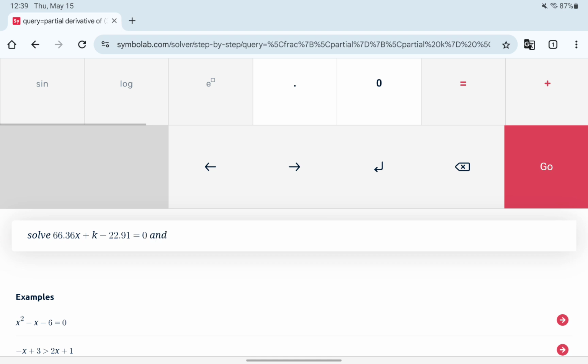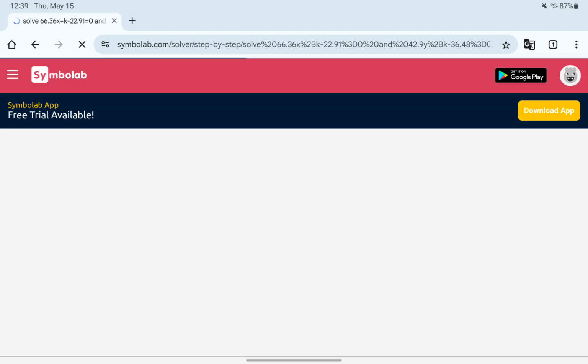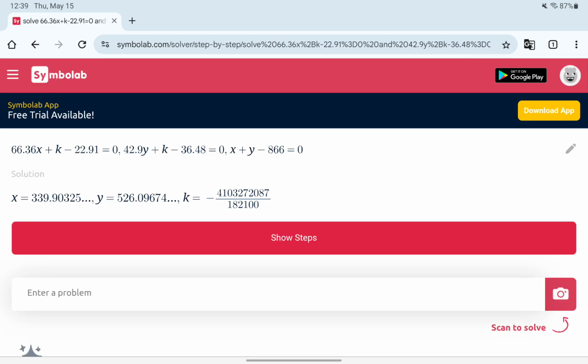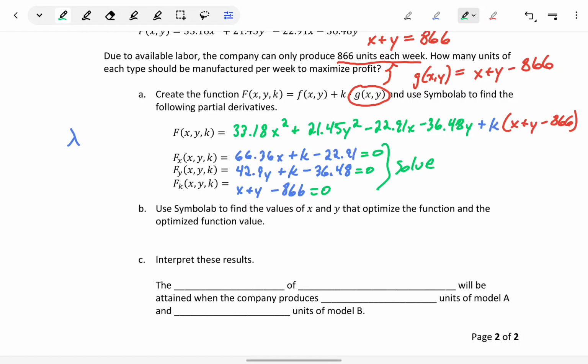So we'll enter that first equation, the first partial derivative with respect to x, and the first partial derivative with respect to y. And click Go to get our result. In this case, we get decimal values for x and y and an exact value for k. The nice thing is we don't really care about that value for k. We need it as part of the problem-solving process, but it doesn't factor into our practical answer or our practical interpretation of this information. So what we care about right now are those x and y values.